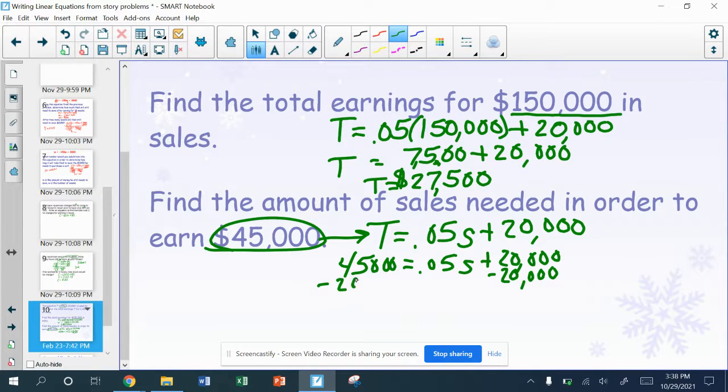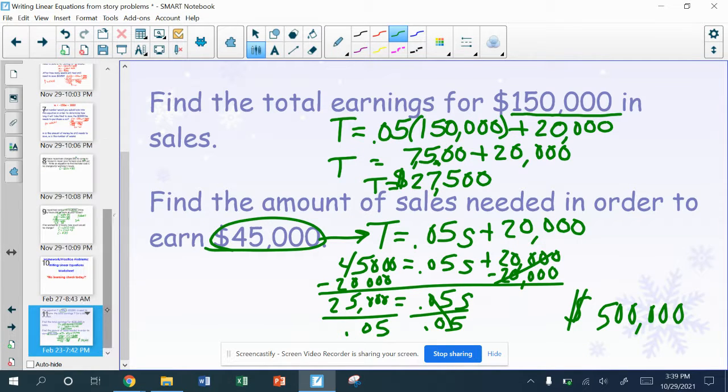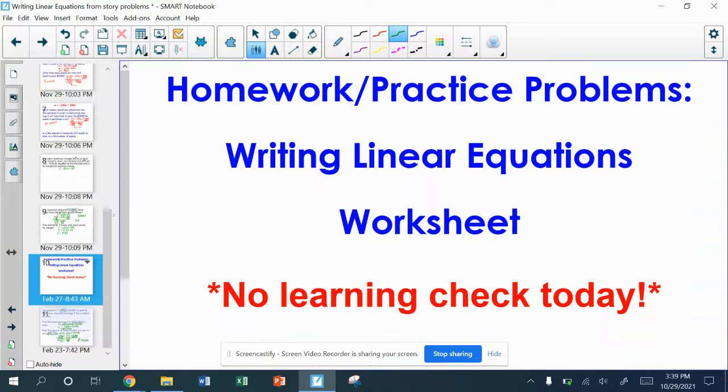So if we get rid of the 20,000, we would have $25,000 equals 0.05S. We're going to divide by 0.05. So $25,000 divided by 0.05 gives me $500,000. That is what you would have to have in sales if you wanted to make $45,000 for yourself. Okay, and I just switched my order there.